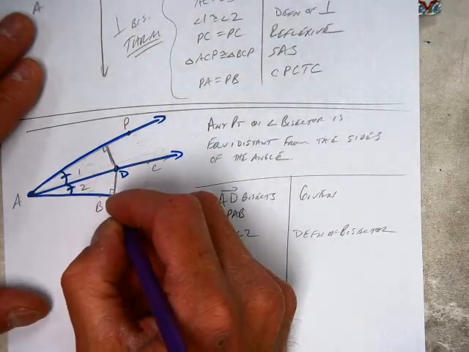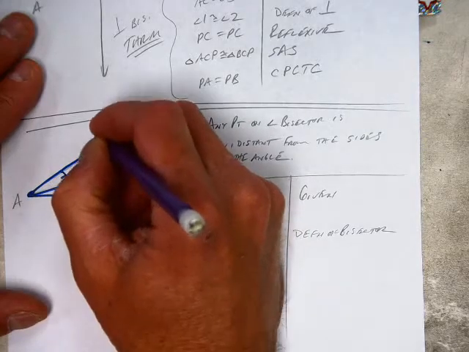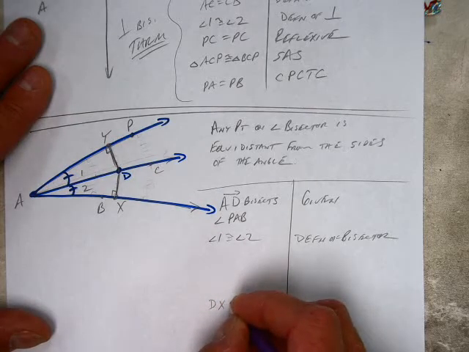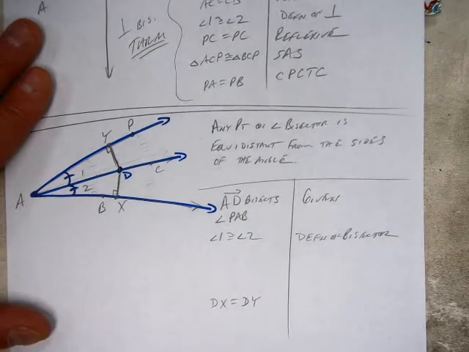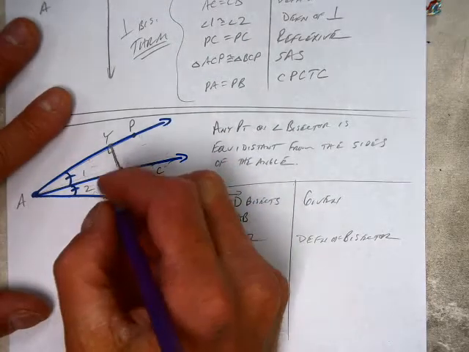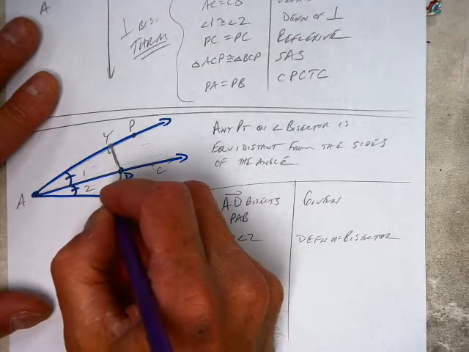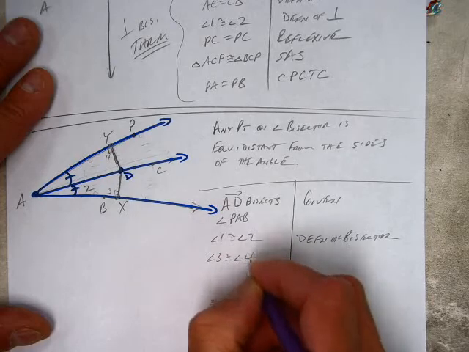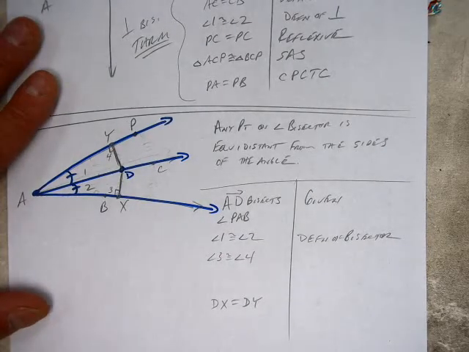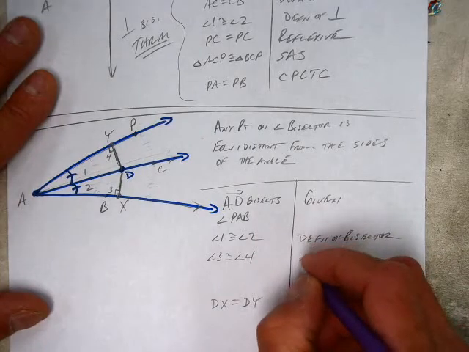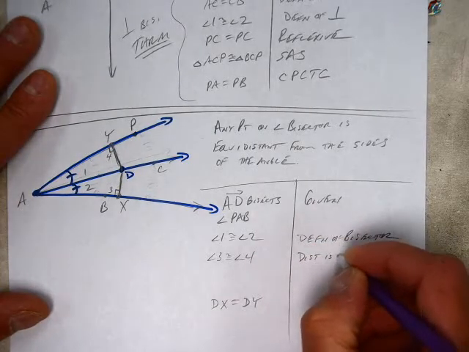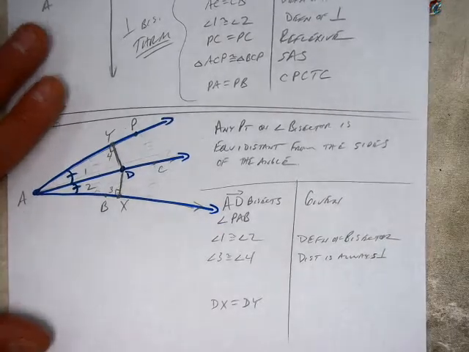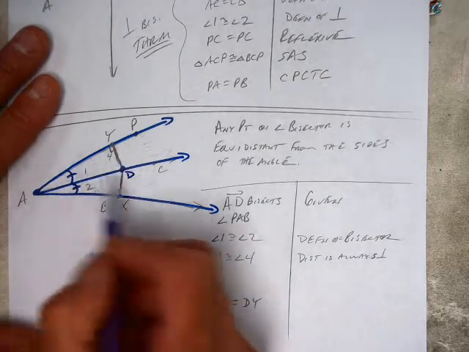Let's give points to this right here. Let's go X and Y. I want to prove that DX equals DY. Now let's go like this. 3 and 4. Angle 3 is congruent to angle 4. Why? I'll tell you, I'm just going to put this one in there. Distance is always perpendicular.